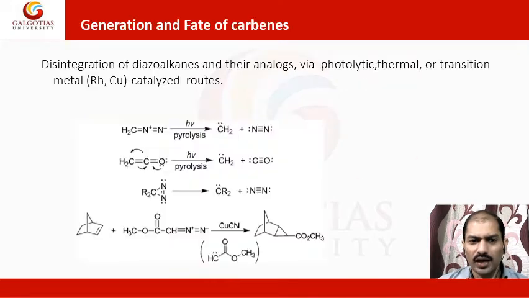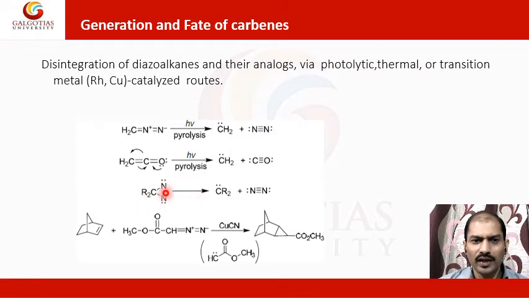Another very important topic now is generation. There are a number of reactions by which carbenes can be generated. For example, in the case of diazoalkane, with the help of photolysis in the presence of light, you can generate the carbene. There are many more examples you can refer to.